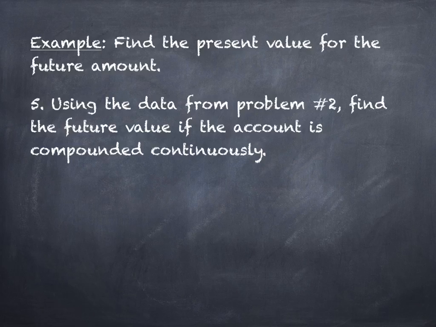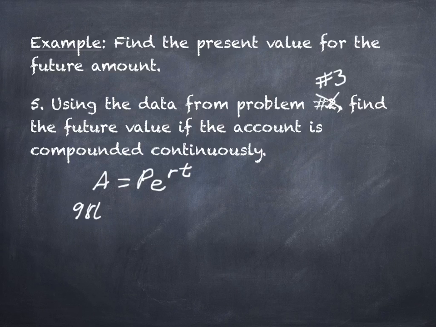All right, so we're going to take a look at a problem. We're going to find the present value for the future amount using the data from problem number 3. We could go back to problem 2, but we're going to use problem 3. This is the same problem we just did a second ago. It had an A equals formula, but we're going to use A equals P e to the rt, A = Pe^(rt), from problem 3.